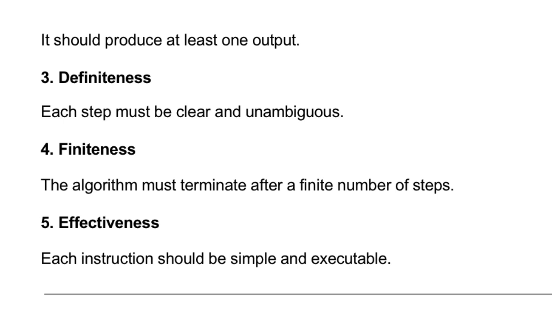Then the fifth one is effectiveness. Every step should be practical. Each instruction should be simple and executable. For example, multiplying two numbers is possible. Another example: travel to the moon in 1 second. Is it possible? No, it is not possible. It is impossible. So an algorithm should contain only executable steps. This is the fifth characteristic of an algorithm, effectiveness.